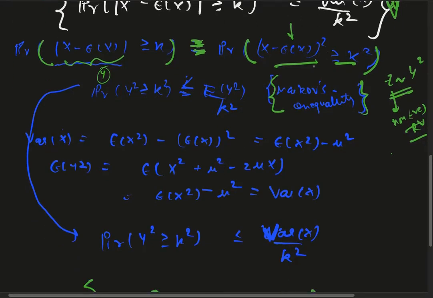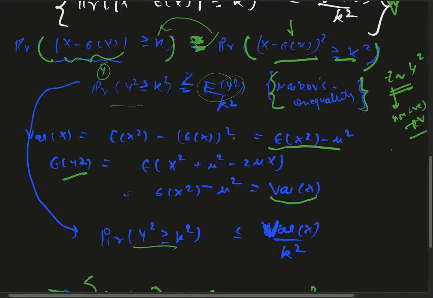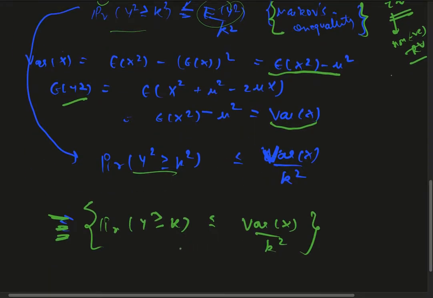Now variance of x can be calculated as this. Expectation of y square is nothing but the variance of x. So probability of y square is greater than equal to k square is nothing but the variance of x by k square. And from this equivalence, we can conclude that the probability of y is greater than equal to k is less than equal to variance of x by k square. This is our Chebyshev's inequality.